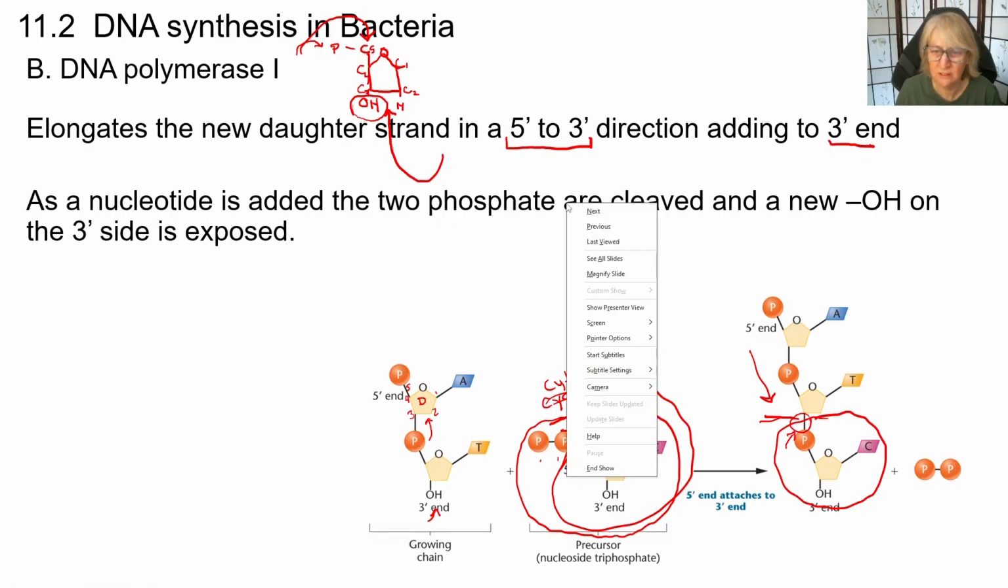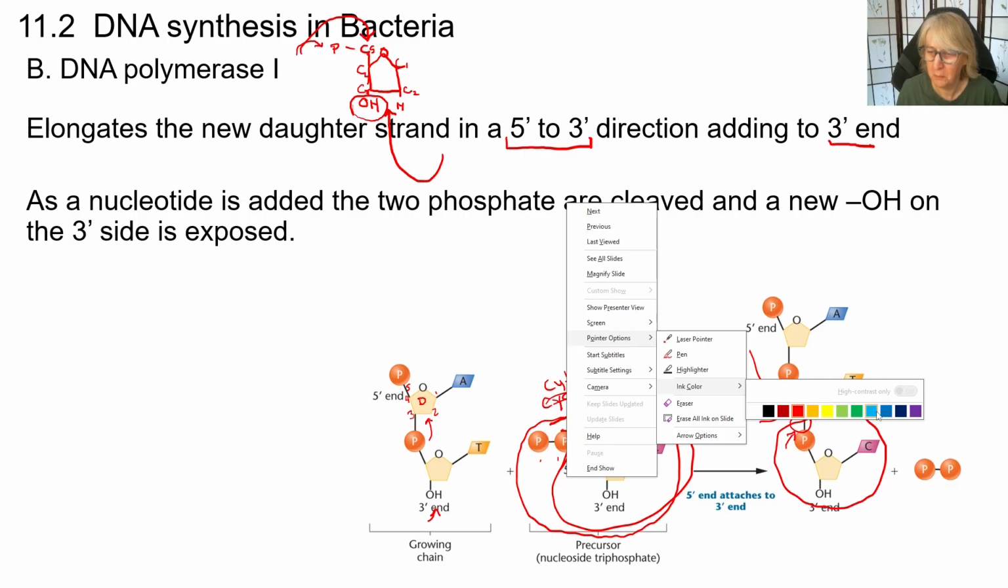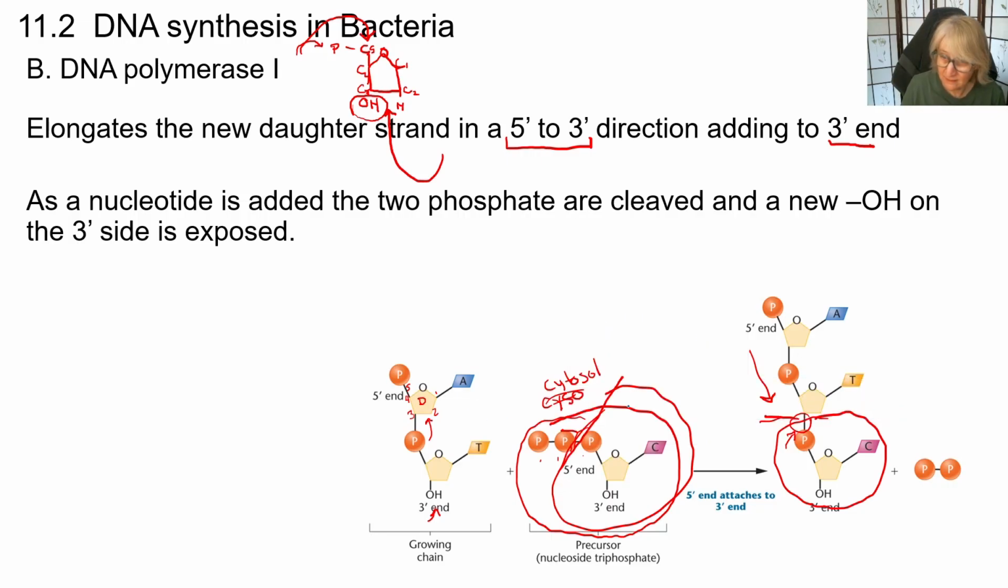Let me change colors. This one right here is the new phosphodiester bond. This monomer is attached to the growing elongating strand on the 3' end by adding a nucleoside triphosphate, popping off 2 P's, 2 phosphate groups, and forming a phosphodiester bond.